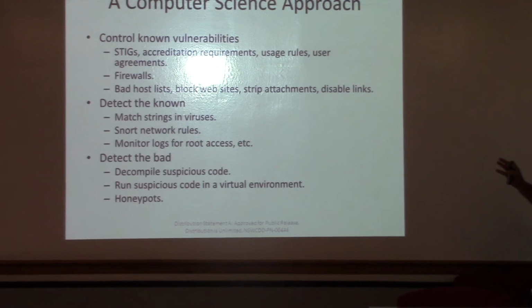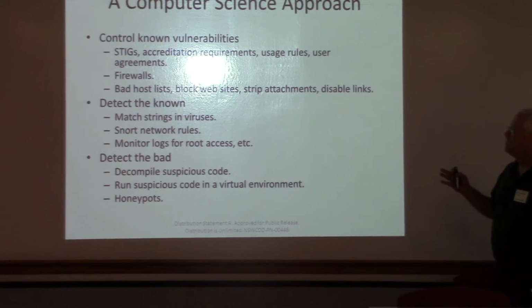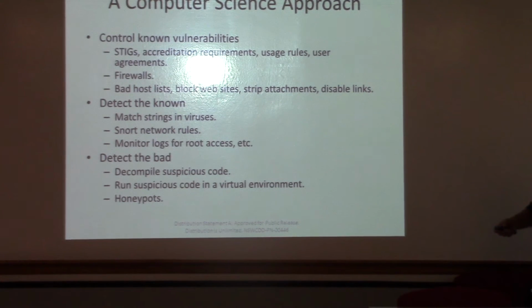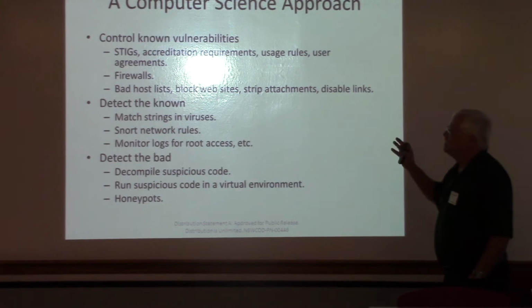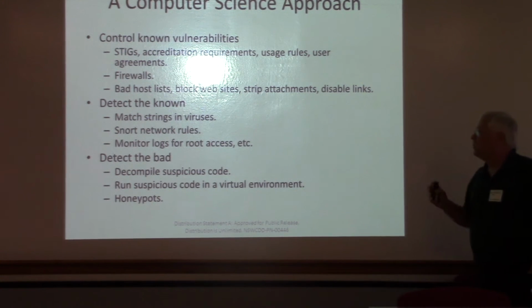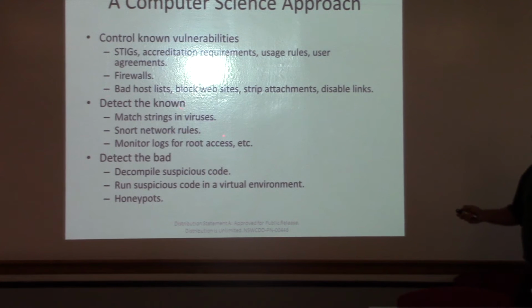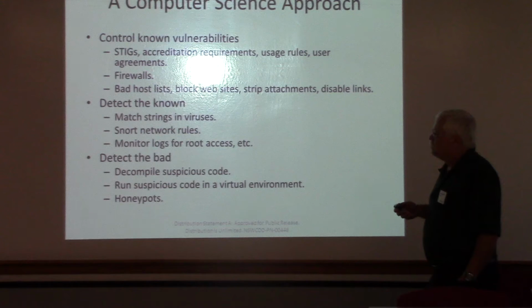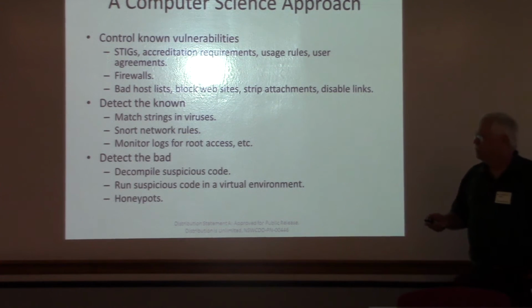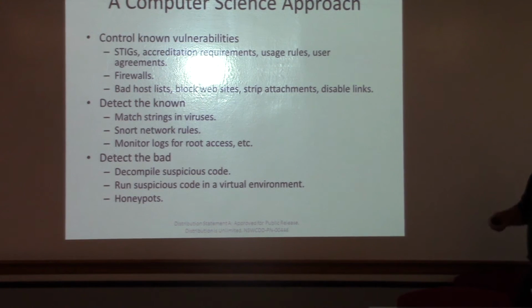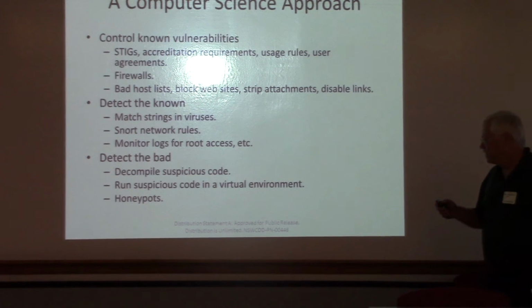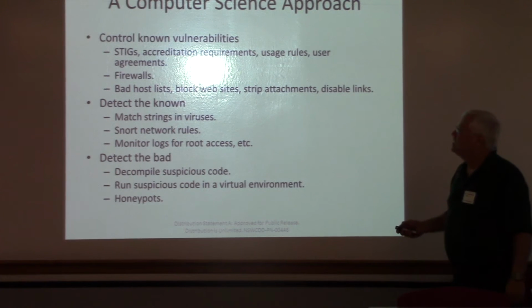The computer science approach, as I understand it, we've seen a lot of these things. You want to control known vulnerabilities through a bunch of things that restrict the usage in some sense. You want to detect the things you know about: match viruses, Snort rules, things like that. And you want to detect bad things. So if you can decompile suspicious code or run it in a virtual environment or have a honeypot running or something like that, there's a whole bunch of things like this that you do.